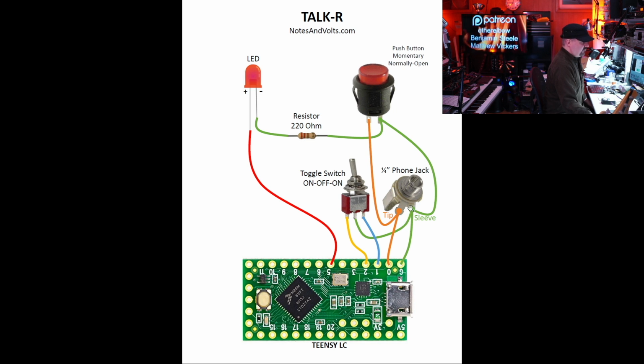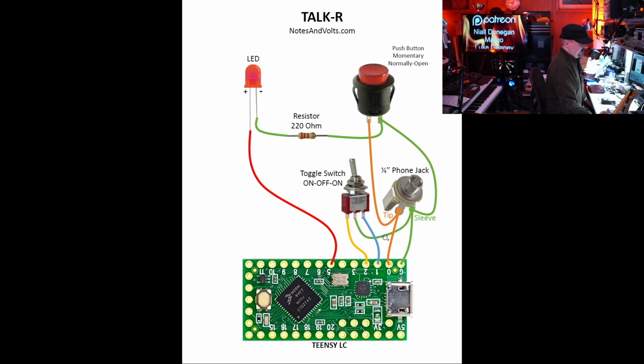I'm running a second wire from that tab to the middle pin of my toggle switch. And then a third wire from that tab to one side of my push button. Also off that push button, I have a 220 ohm resistor going to the minus leg of my LED. Now from the positive leg of my LED, I'm going to run a wire to input 5 on the Teensy board. And there it is right there.